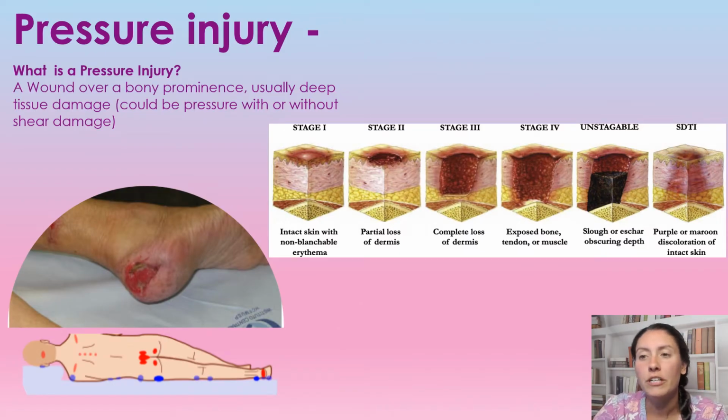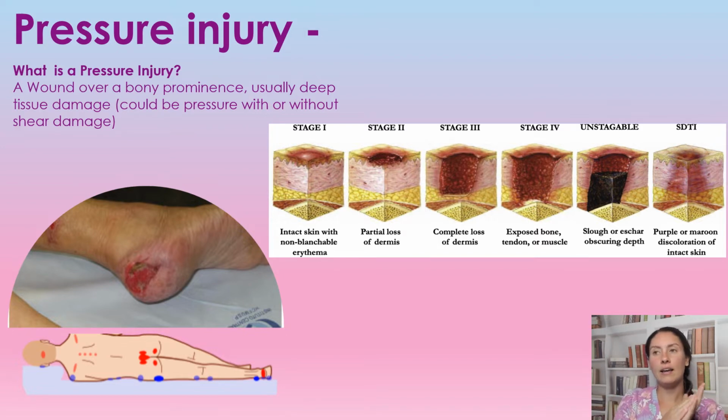So pressure injury is going to be the first wound type that we go over. So what is a pressure injury? A pressure injury is a wound over a bony prominence. Usually this is a deep tissue wound, and it can be with shear damage or without shear damage. So what is shear damage?